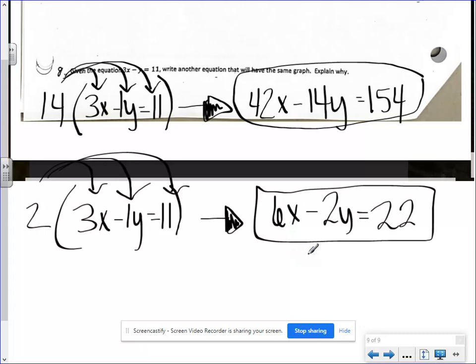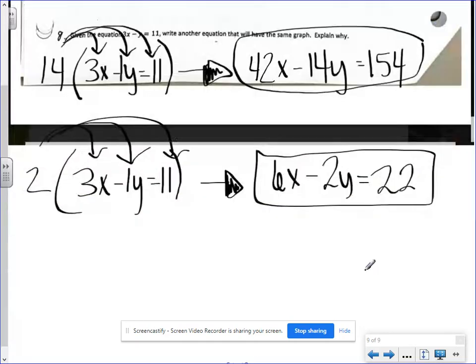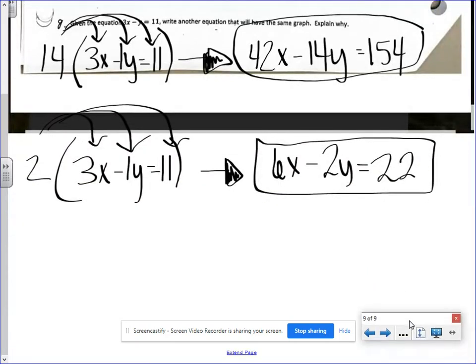Okay, that is our study guide. I'm going to have you get out your Chromebook really quick.